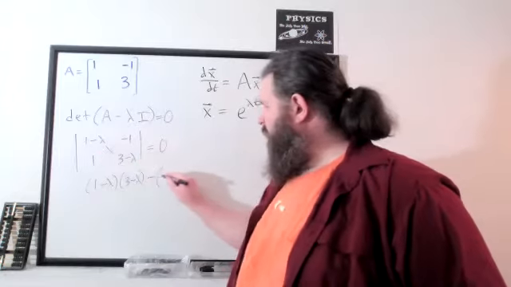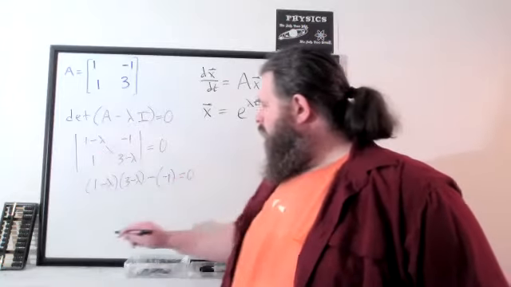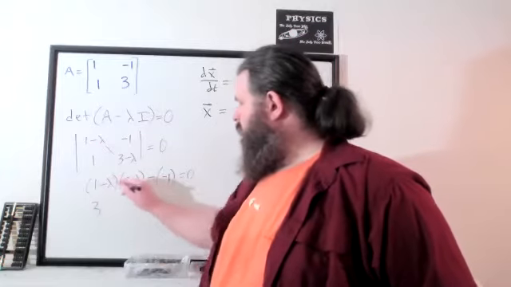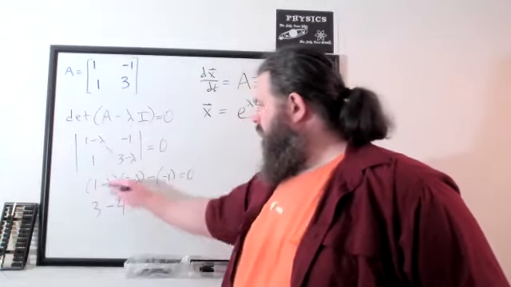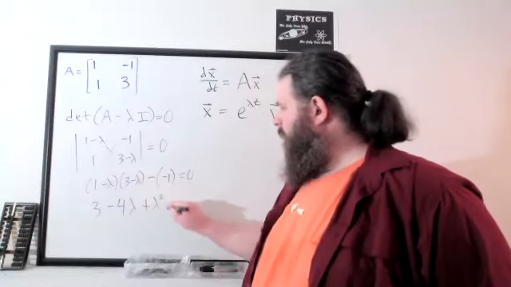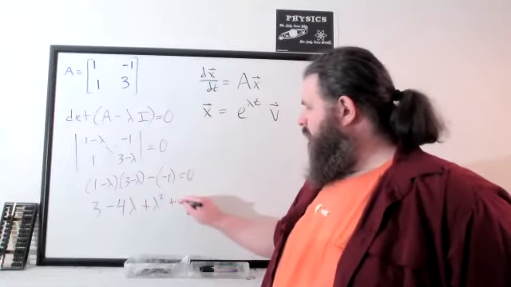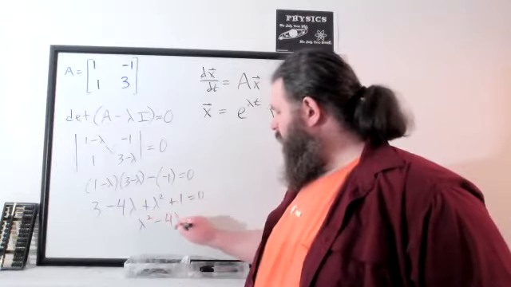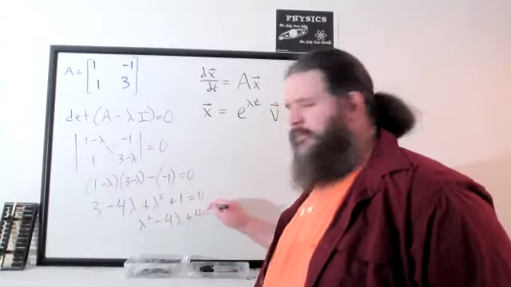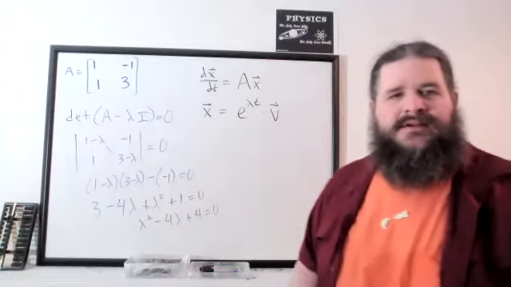Negative 1 times 1 will just be negative 1. So we get 3 minus 3 lambda minus 1 lambda, so minus 4 lambda total, plus lambda squared. Minus 1 is plus 1. So overall, lambda squared minus 4 lambda plus 4 equals 0. And how does that factor?